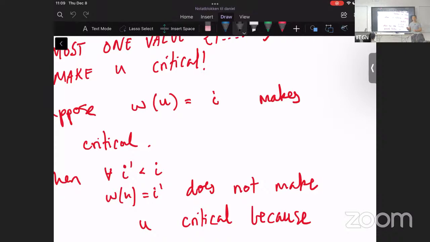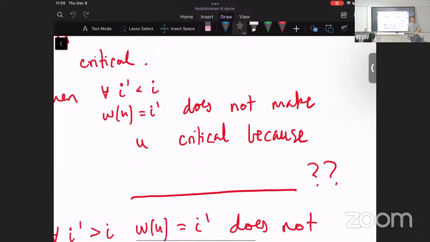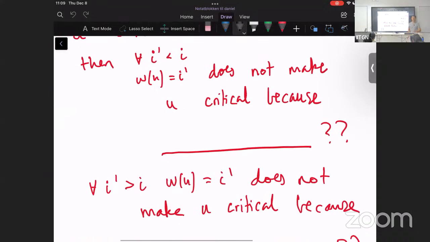Exactly, right? Because with weight I, it isn't a minimum weight set. For if I gave it weight I prime, then if I increase it a little bit, it would still be in a minimum weight set. Therefore, it wouldn't be critical, right? On the other hand, for every I prime bigger than I, if I gave it weight I prime, U would not be critical either. Why?